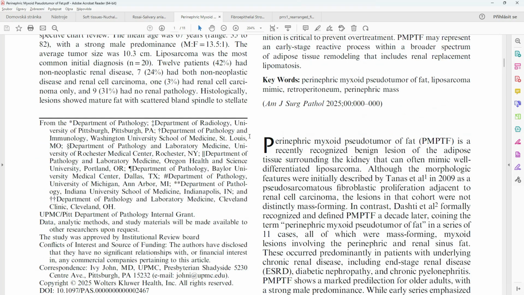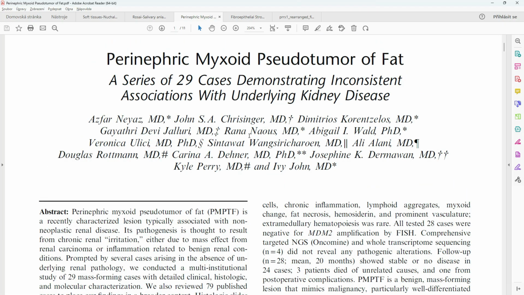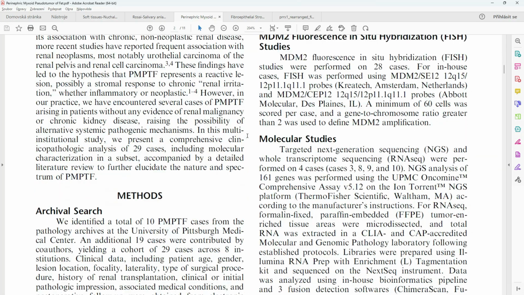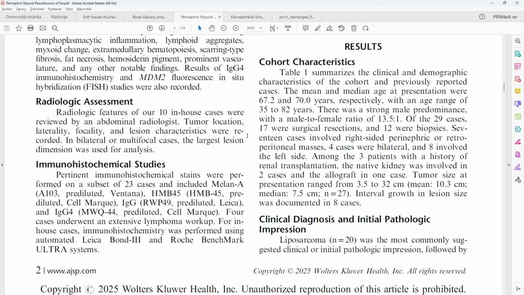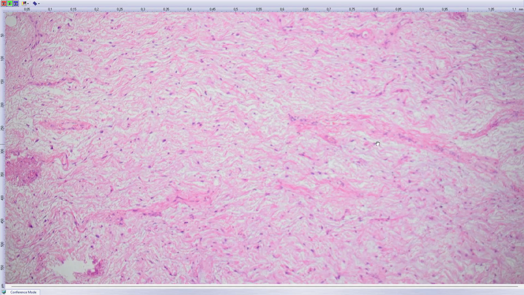I recommend you read this paper because it's impressive. This paper is going to appear in the American Journal of Surgical Pathology. You do not see any mitosis there, any atypia, whatever. But still, not knowing it, you can make a big mistake. You can make really big mistakes.